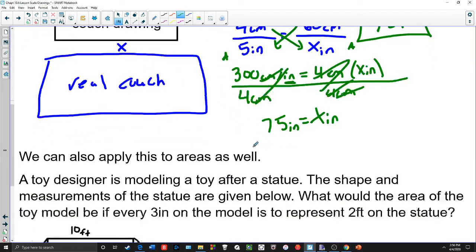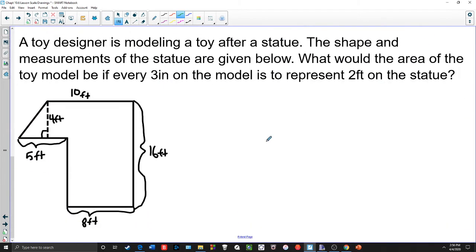Now, speaking of areas, you can do this for areas as well. But again, you just have to find the area yourself sometimes. So here we have a weird looking shape, and it says a toy designer is modeling a toy after a certain statue. So evidently this is the picture of a statue somewhere, and the measurements of the statue are given below. So this is the real statue.